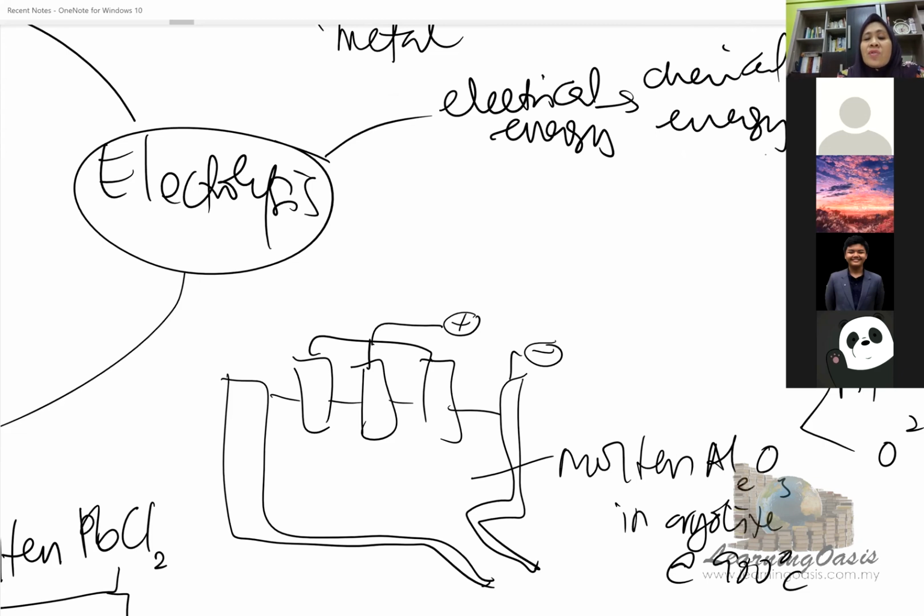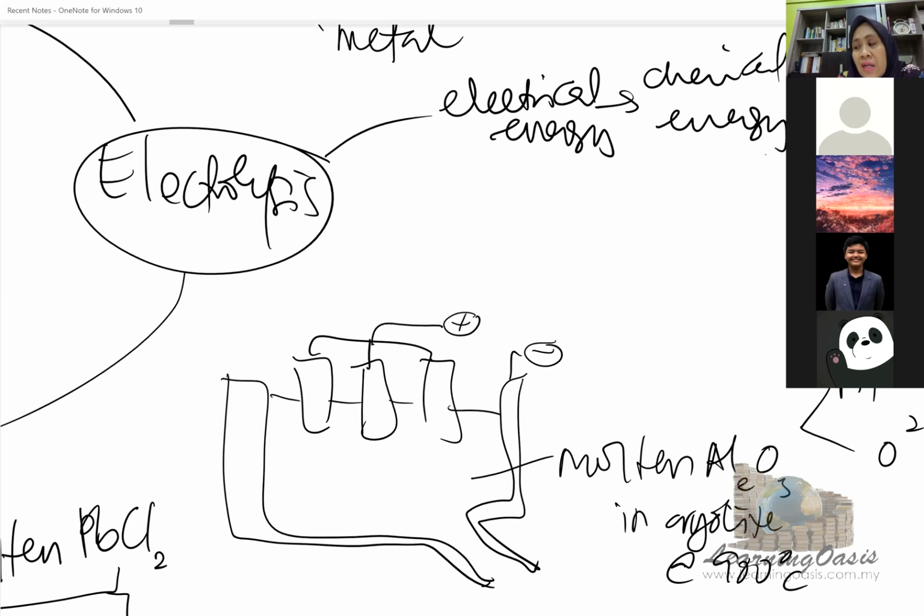What is electrolysis? What kind of compound is aluminum oxide? What kind of compound is lead chloride? What kind of compound is silver chloride? Nina, what kind of compound is that?